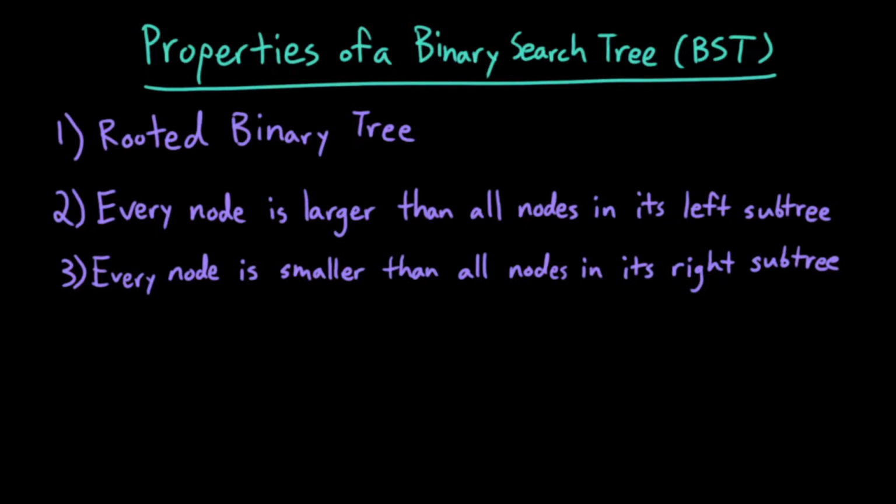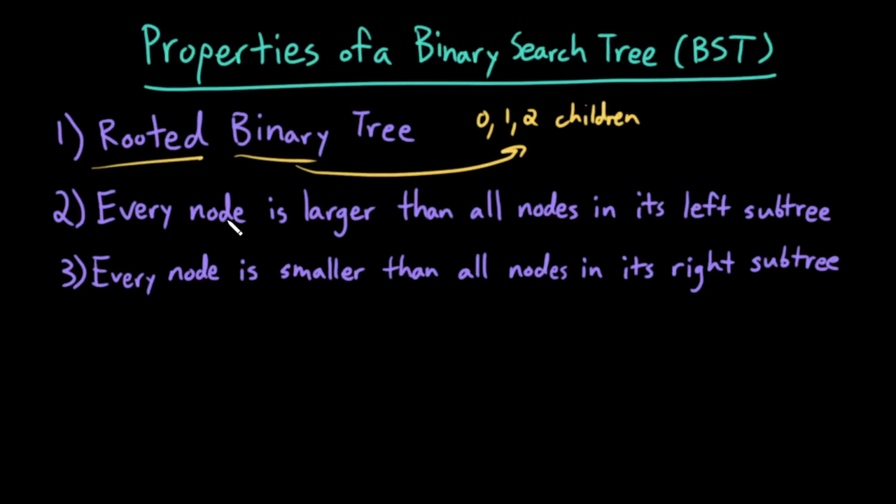A binary search tree is a special type of binary tree. Specifically, a binary search tree has these three properties. First, it has to be a rooted binary tree. So there has to be a root, and every node can have either 0, 1, or 2 children. Right? So it has to have a root, and it has to be a binary tree.